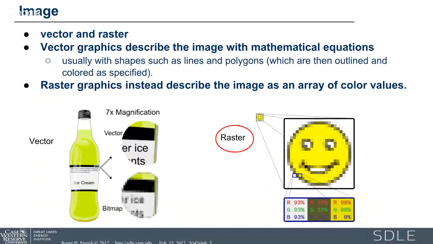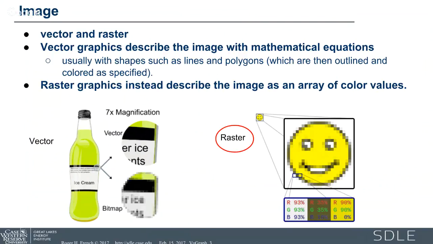So let's first talk about image. All the images we see can be divided into two categories, vector images or raster images. Vector images describe the lines and the polygons in the image as mathematical equations, but raster images describe the image as an array with color values. And they are very easy to distinguish from each other. If you enlarge an image, a vector image won't get blurred, but the raster image will.